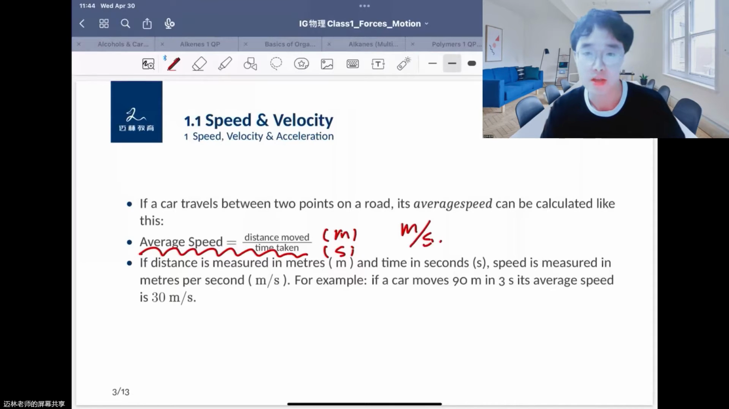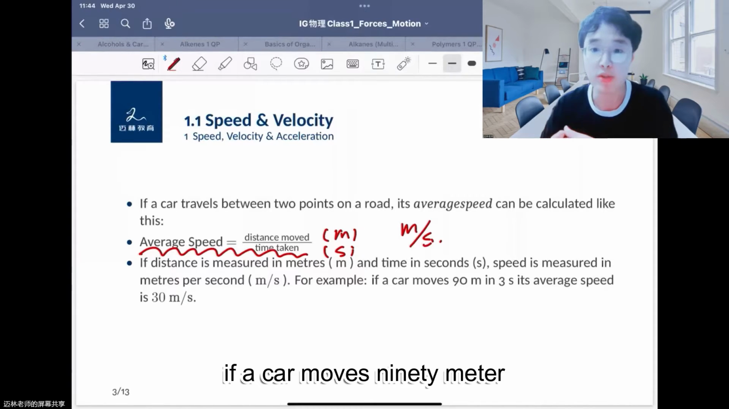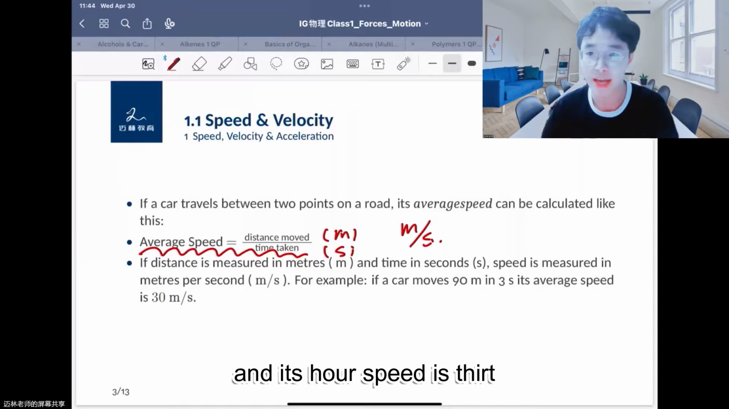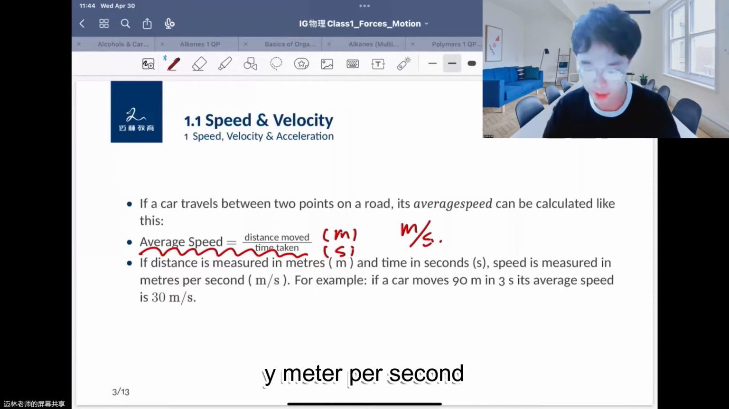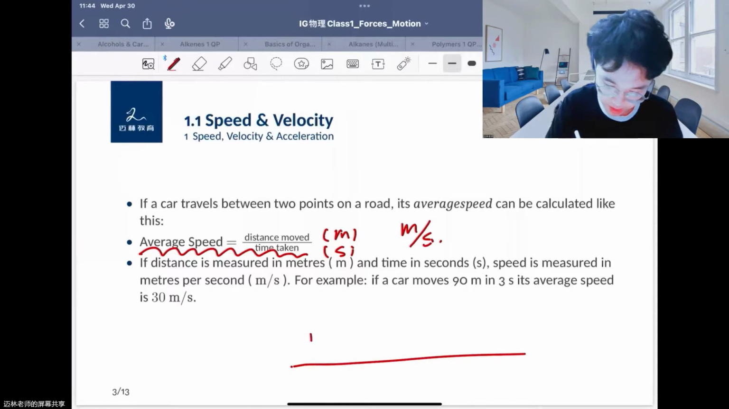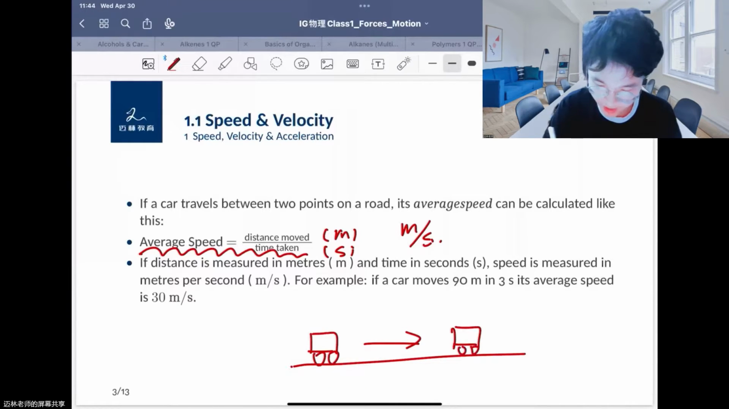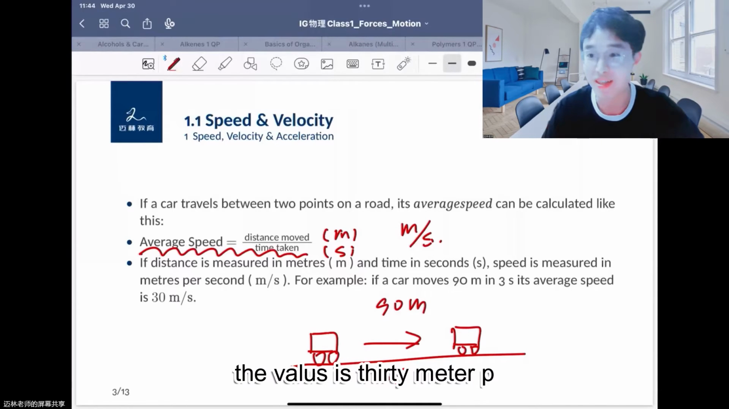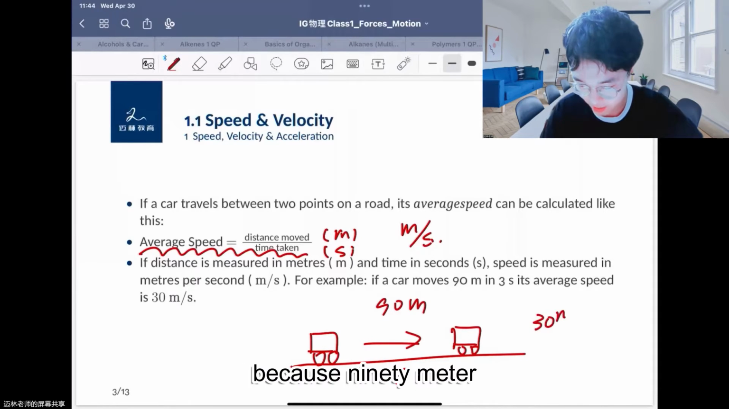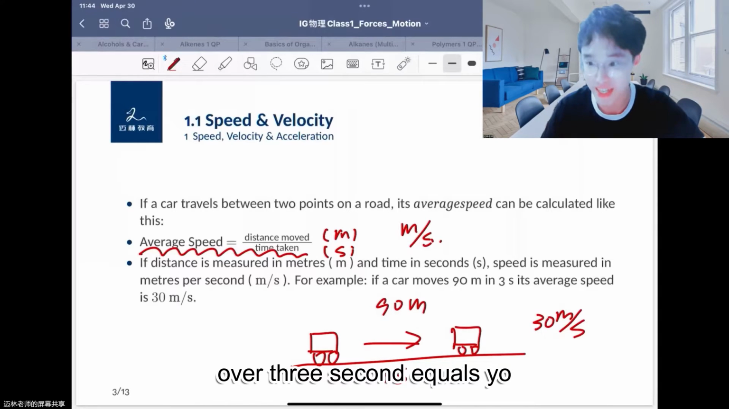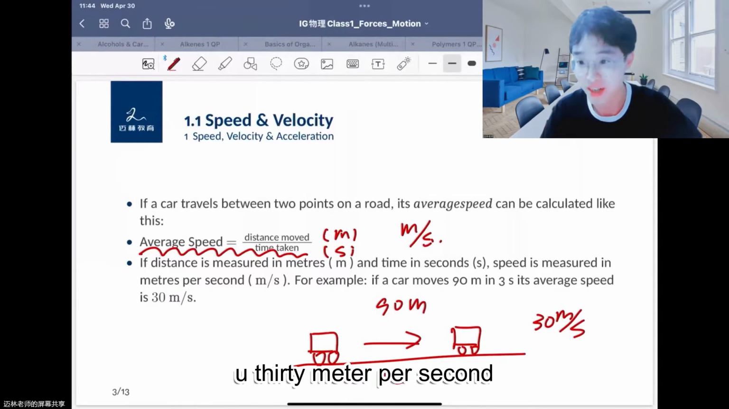Okay. So here is an example. If a car moves 90 meters in 3 seconds, its average speed is 30 meters per second. You can see here, if the car travels 90 meters in just 3 seconds, the speed is 30 meters per second, right? Because 90 meters over 3 seconds equals 30 meters per second.